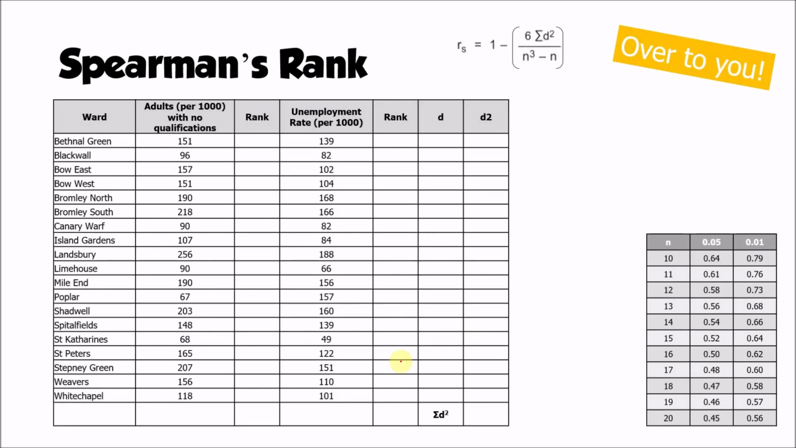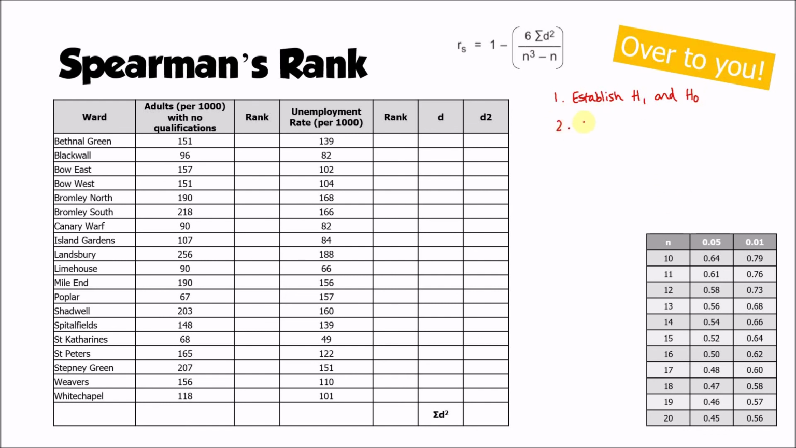The data that they collected is here. You can see the names of those different areas, the number of adults per thousand with no qualifications, and the unemployment rate per thousand. What I want you to do is work your way through this example, remembering that the first thing you're going to need to do is to establish a hypothesis and a null hypothesis. So an H1 and an H0.